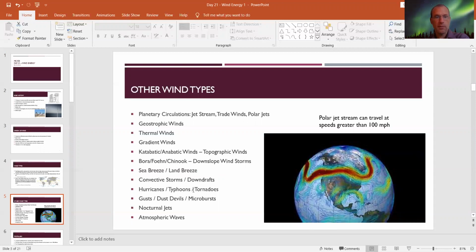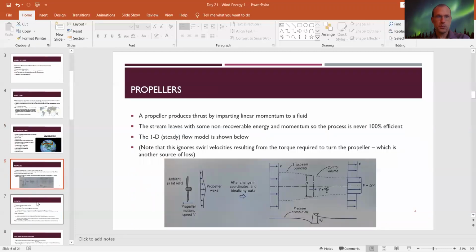And so all sorts of other things can happen: hurricanes, things of that nature, dust devils in the desert. So many sources of winds, but obviously if you want to do wind power, you want kind of a stable source. So those planetary scale ones are kind of the most stable.